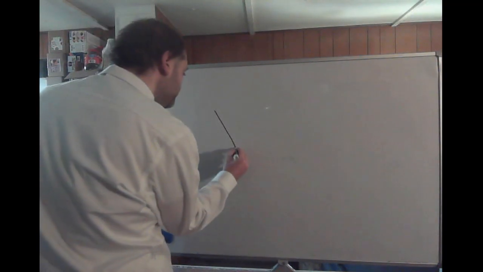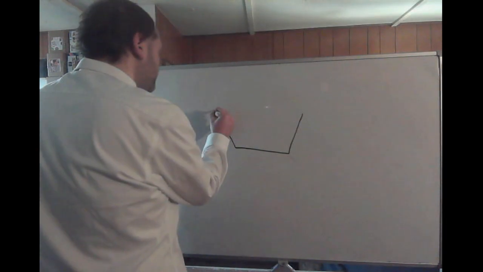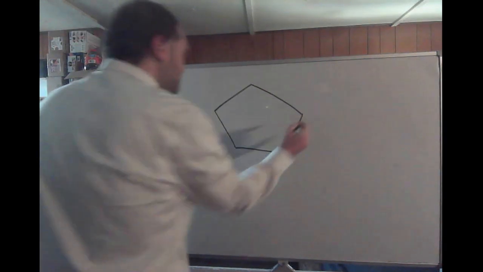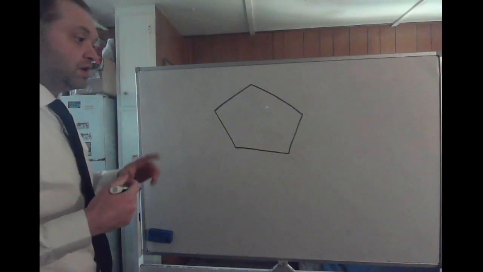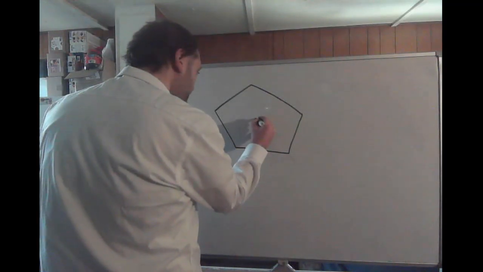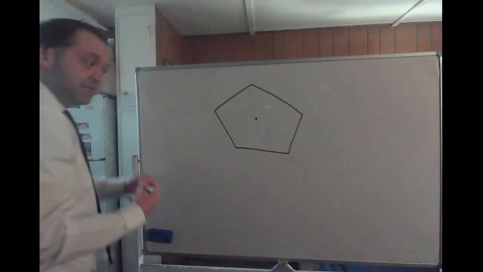Draw a nice big pentagon here. So here we have a regular pentagon, this time a 5-sided figure. So once again, I'll form the center, okay? Let's form the center. Let's even draw the different parts.